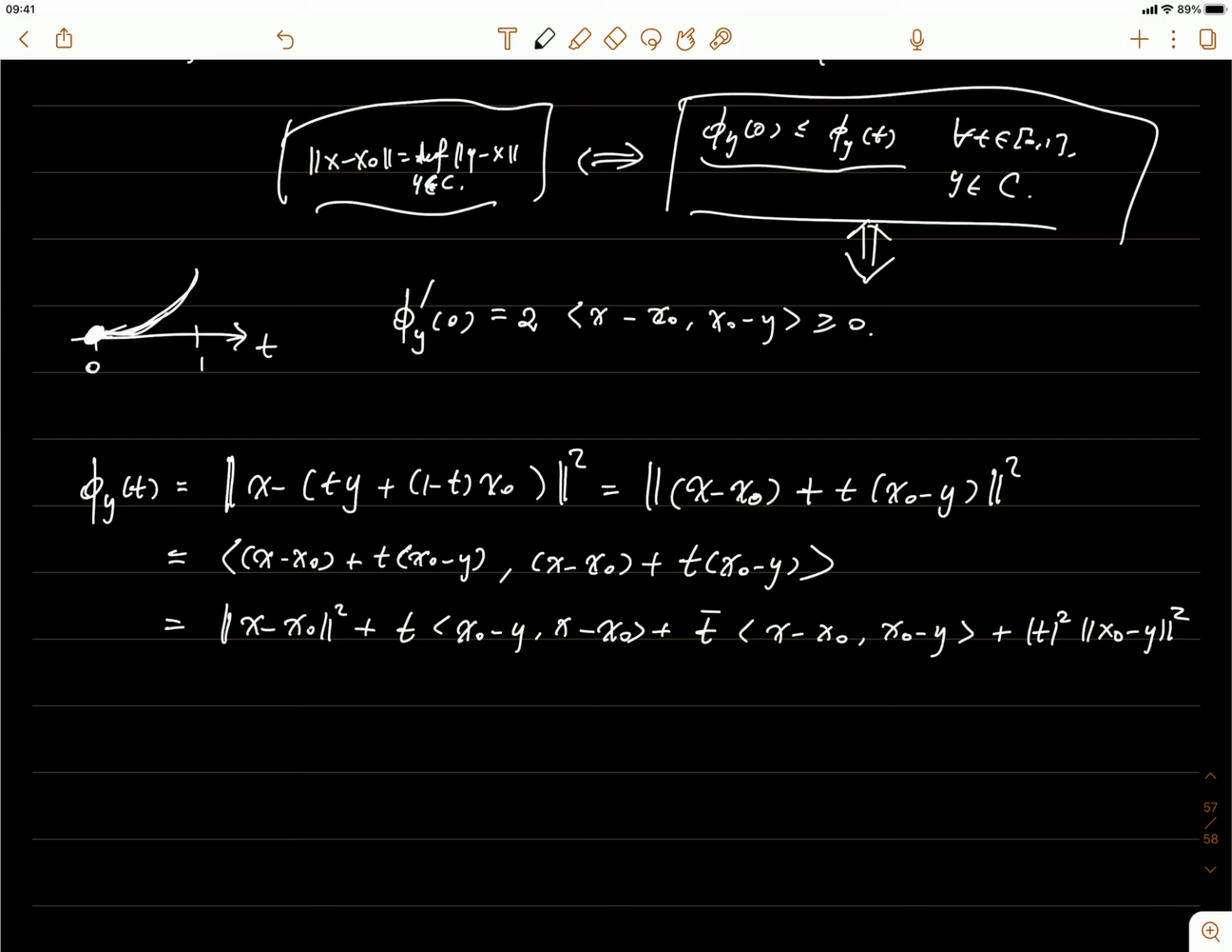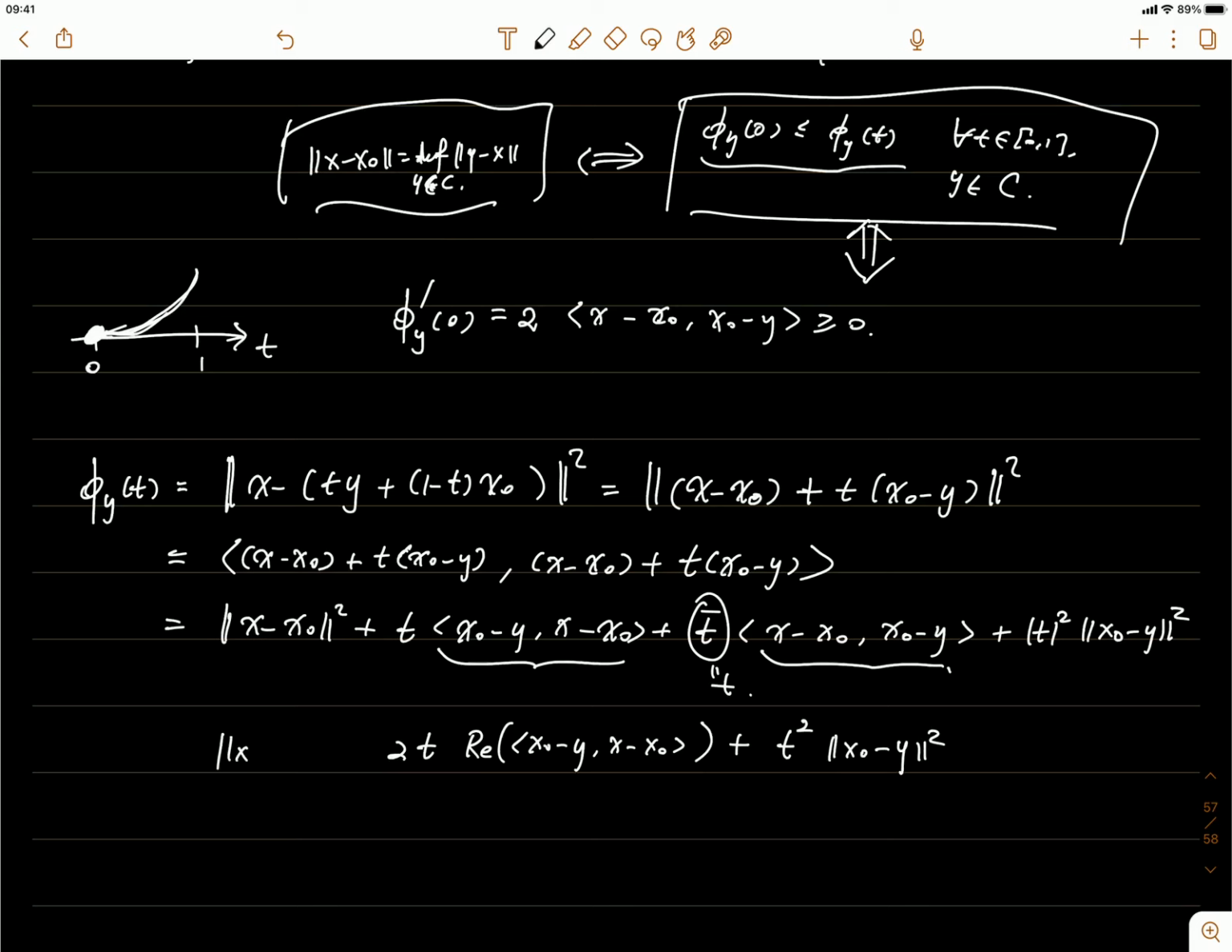Okay, by the way, t is real valued, so this is just t itself. But this one, they are conjugate to each other. So when I add them up, I will just have the real part of them, right? 2 times the real part of them. So this is why it's 2t times the real part of the x naught minus y, x minus x naught. And then I have the t squared, it's a real number between 0 and 1. So x naught minus y squared. And then I have x minus x naught, which is also a real number, but it's a constant here.